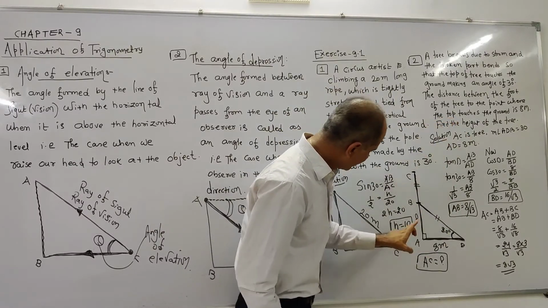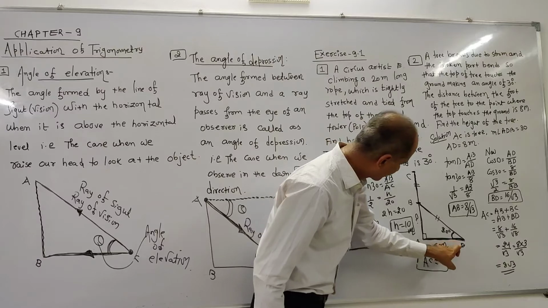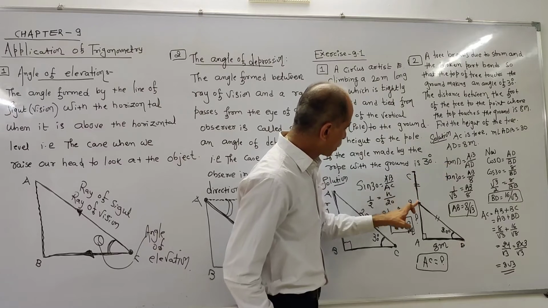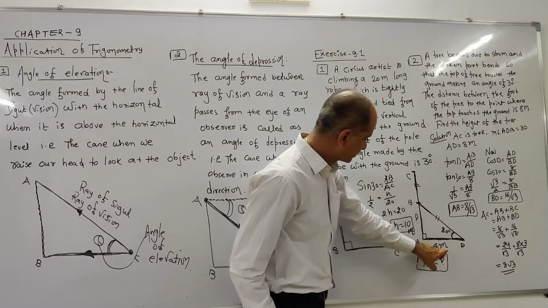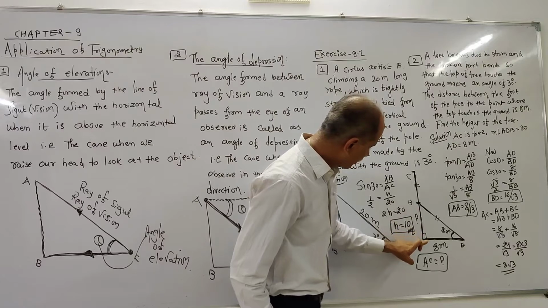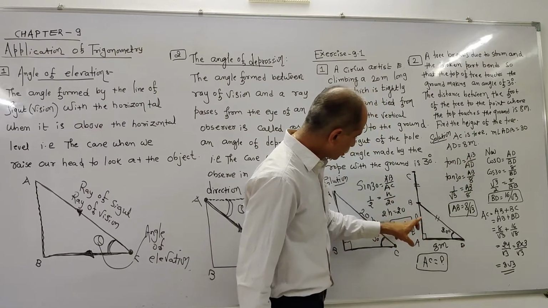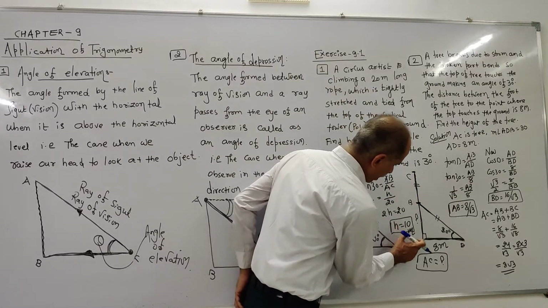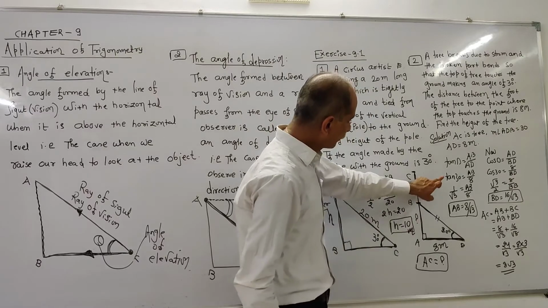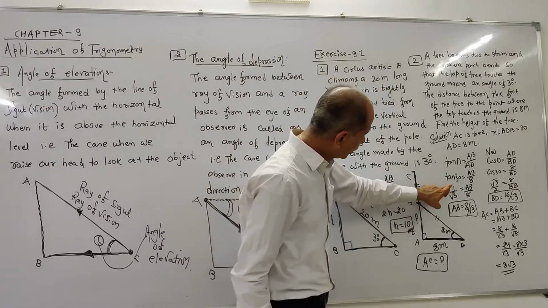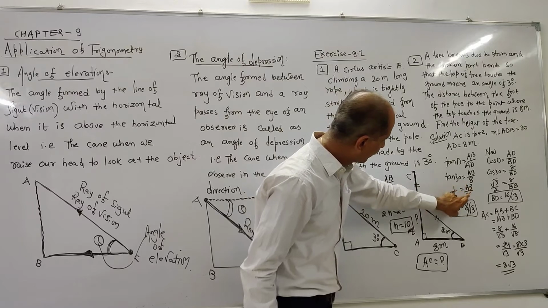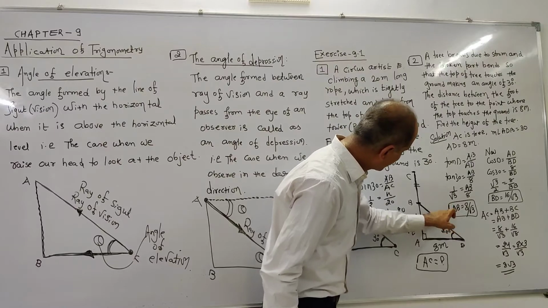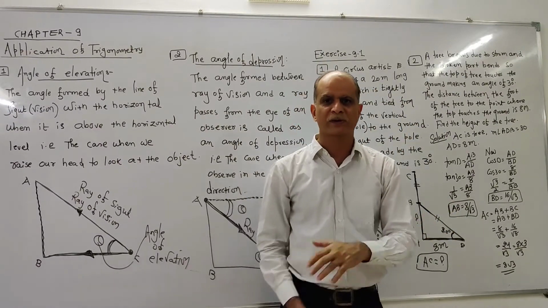So tan D is equal to AB upon AD, because tan means opposite upon adjacent. So tan D means tan 30 is equal to AB upon 8. You know the value of tan 30 is 1 upon root 3. So 1 upon root 3 is equal to AB upon 8. So you can say root 3 AB is equal to 8. Therefore AB is equal to 8 upon root 3.